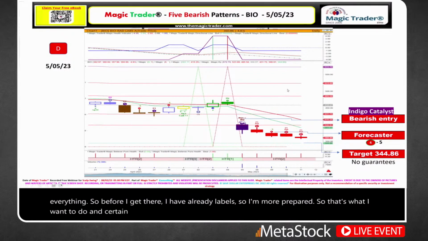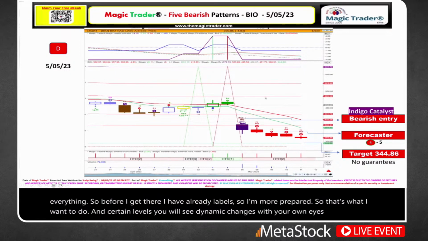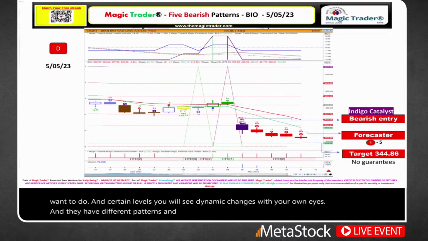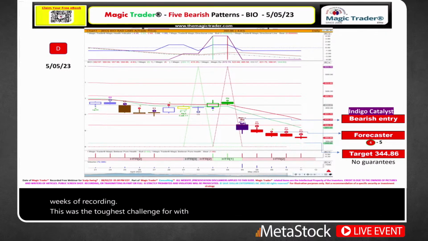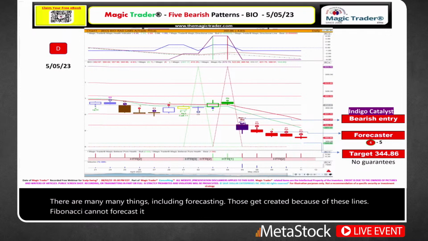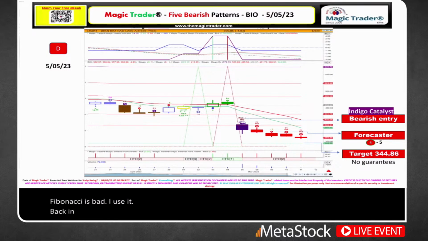Certain levels, you will see dynamic changes with your own eyes, and they have different patterns. That itself, if I go on recordings, would take 4 weeks of recording. This was the toughest challenge with the pattern examiners. They can't understand these things, and they gave me the toughest examiner to beat me up. But there are many, many things, including forecasting, that get created because of these lines. Fibonacci cannot forecast, so don't think these are Fibonacci. That doesn't mean Fibonacci is bad. I used it back in the days. That's what I had.